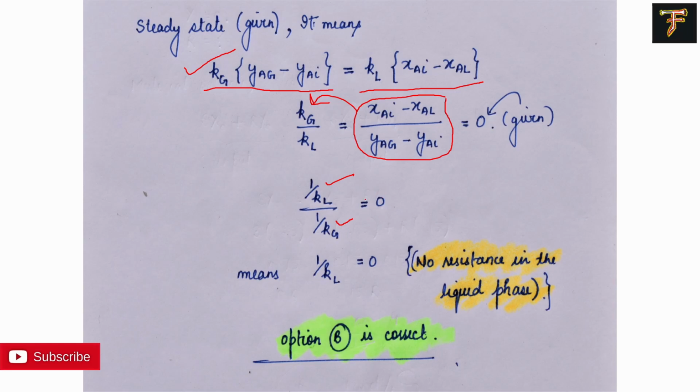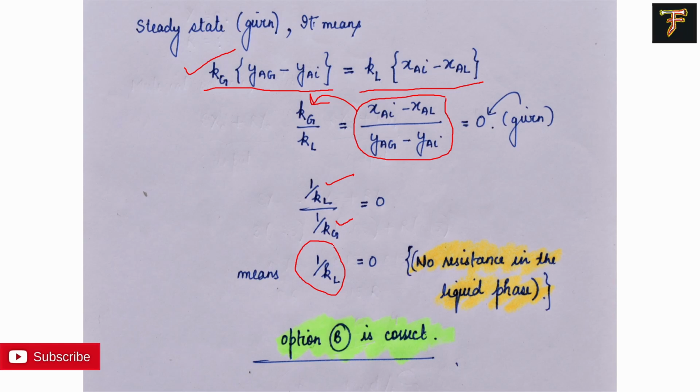Now, for this value to be equal to 0, 1 upon KL has to be 0. KL is the mass transfer coefficient, and 1 upon KL is the resistance to mass transfer. So 1 upon KL equal to 0 means that there is no resistance in the liquid phase.